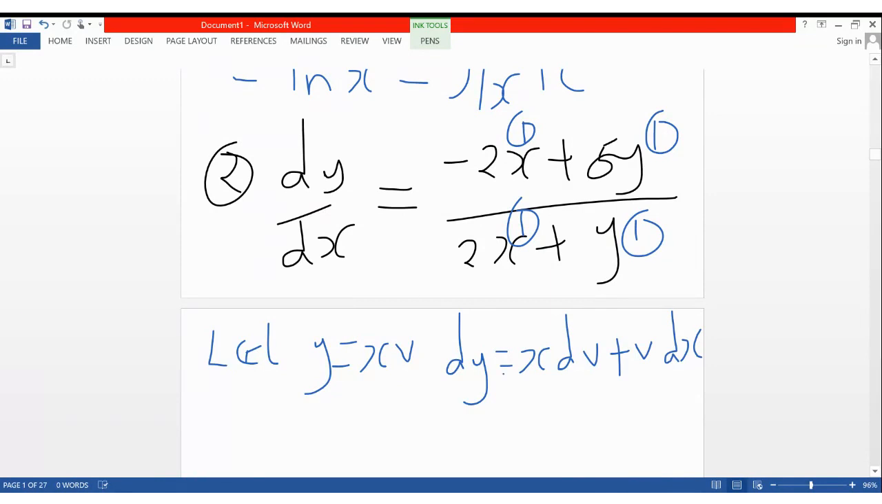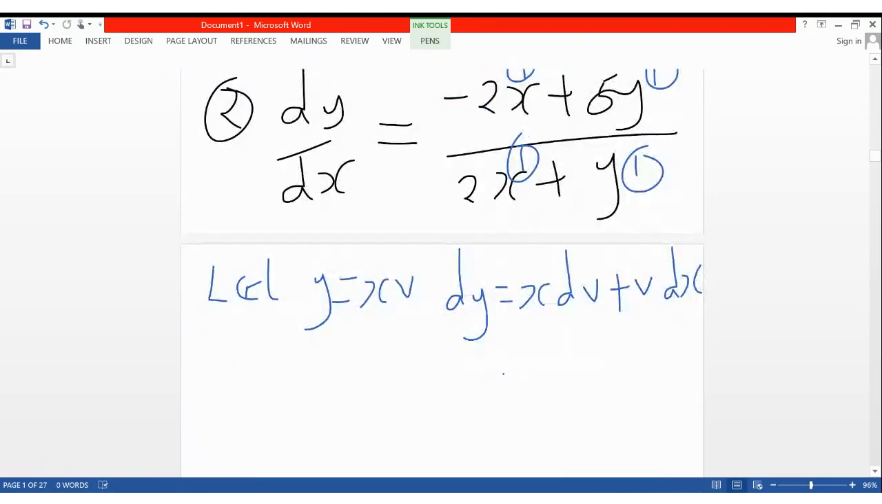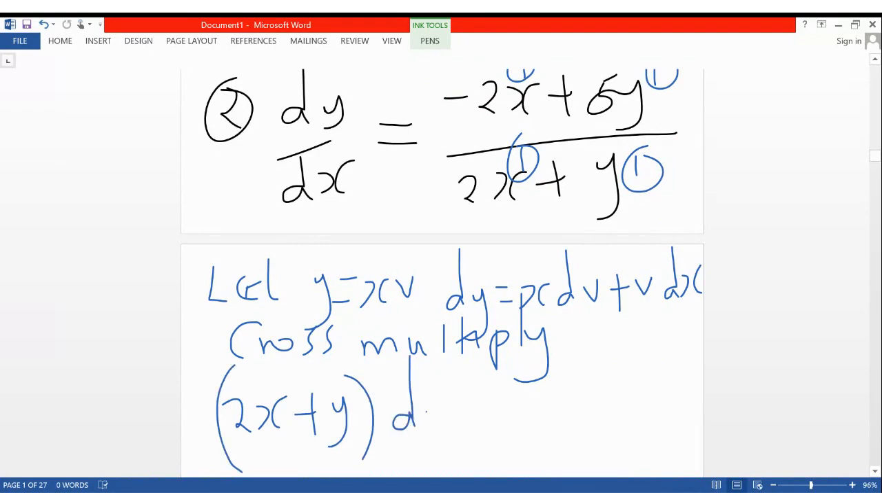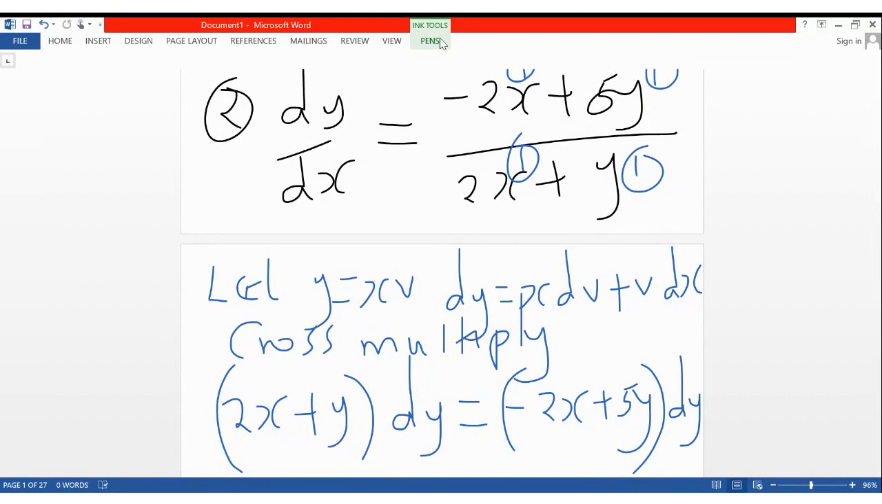The order doesn't matter. But before I do that, let me first cross multiply and see what I'm getting. So the first one I'll have is 2x plus y dy. You can cross multiply the way you want. Then negative 2x plus 5y dx. Sorry, that one is dx, not dy. So we first cross multiply and get that. That's what I'm getting when I cross multiply.